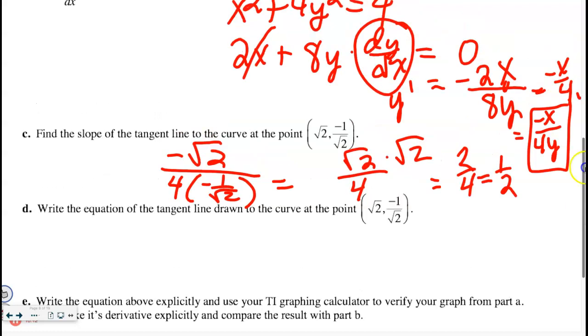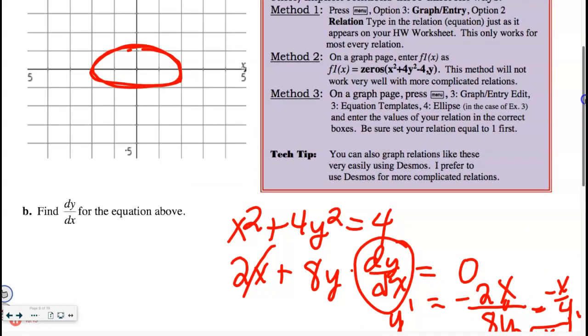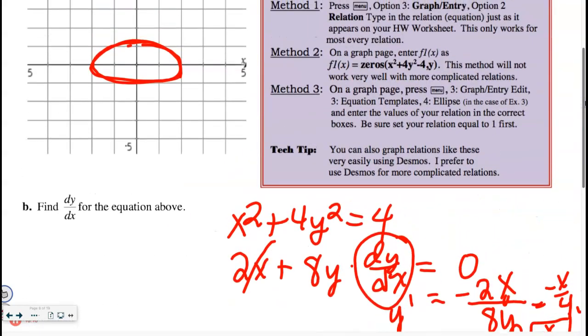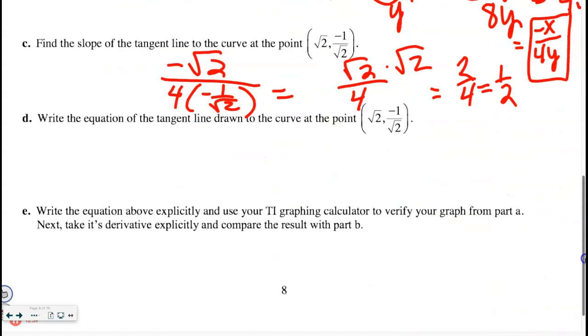I'm going to go back up to the graph. It means at that point, which was root 2, which is about 1.4, so let's go right over here. You would be at negative 1 over root 2. And I just found that line's what? Slope. Yeah, looks kind of good, actually, from the graph. All right, so I found that line slope.